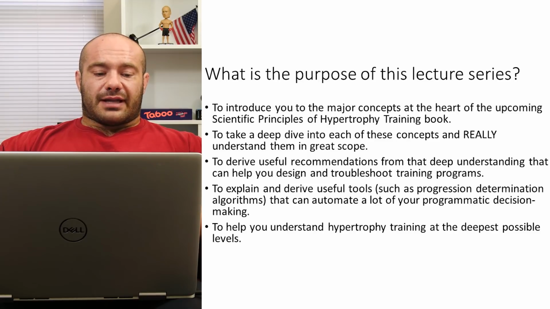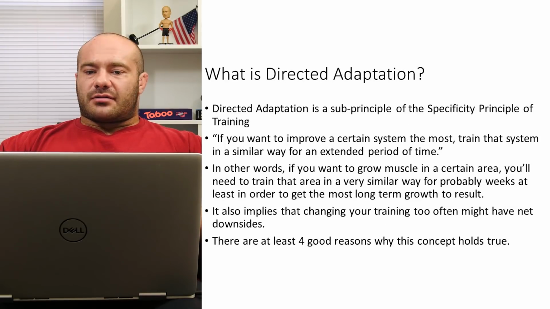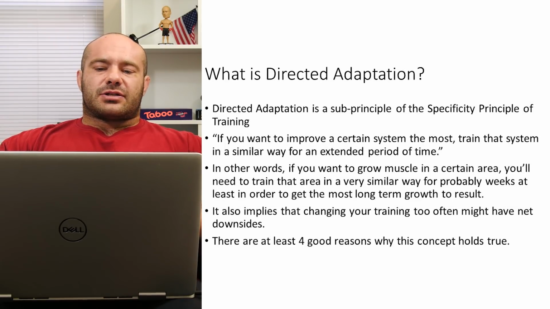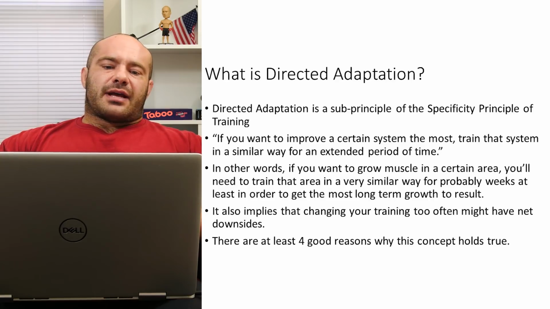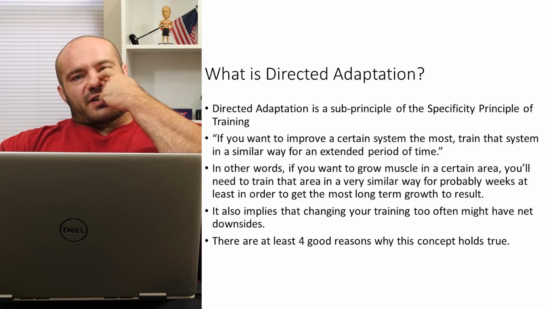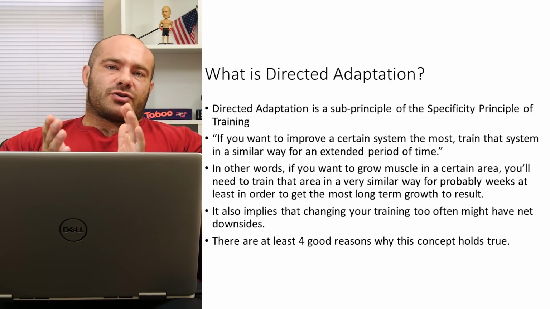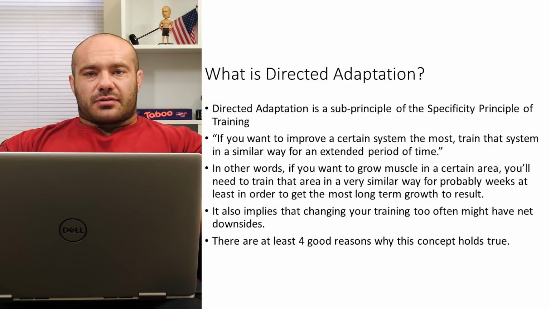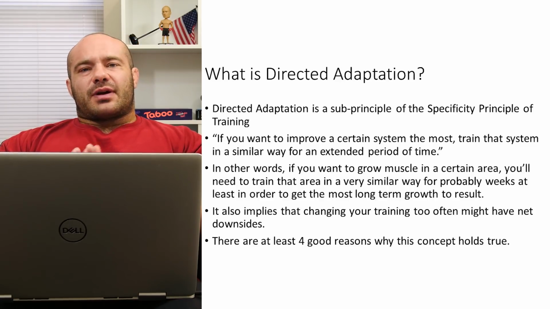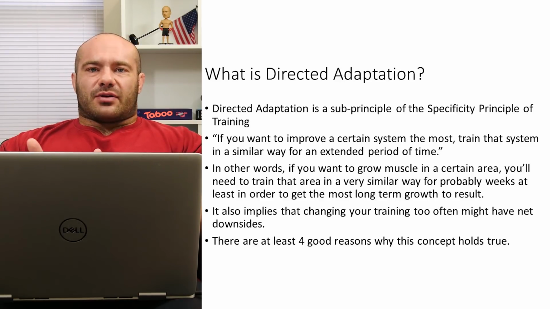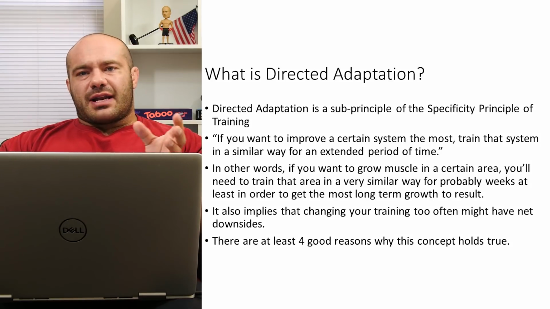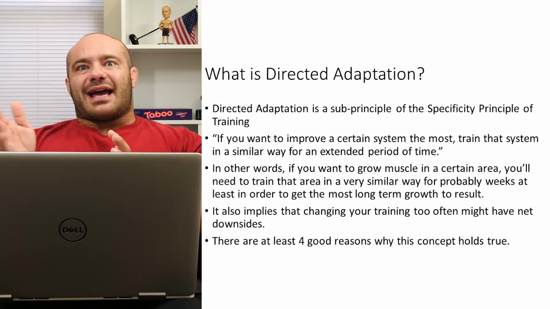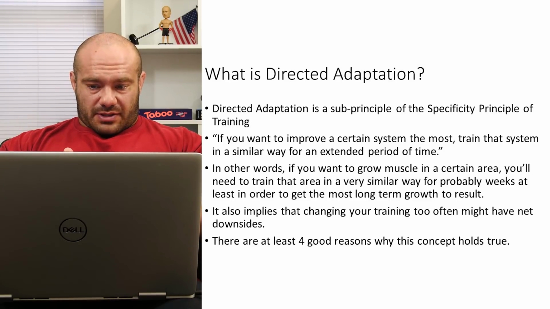So let's get in and talk about directed adaptation. Lecture number 1, and there are going to be many, many more of these. So what is directed adaptation? As you probably already know, it is a sub-principle of the specificity principle of training, of which there are 2. And it basically says, in a really simple way, that if you want to improve a certain system the most that it can be improved, you probably want to train that system in a similar way for an extended period of time. Too much different kind of training might not cause the best adaptation directed towards a specific purpose.